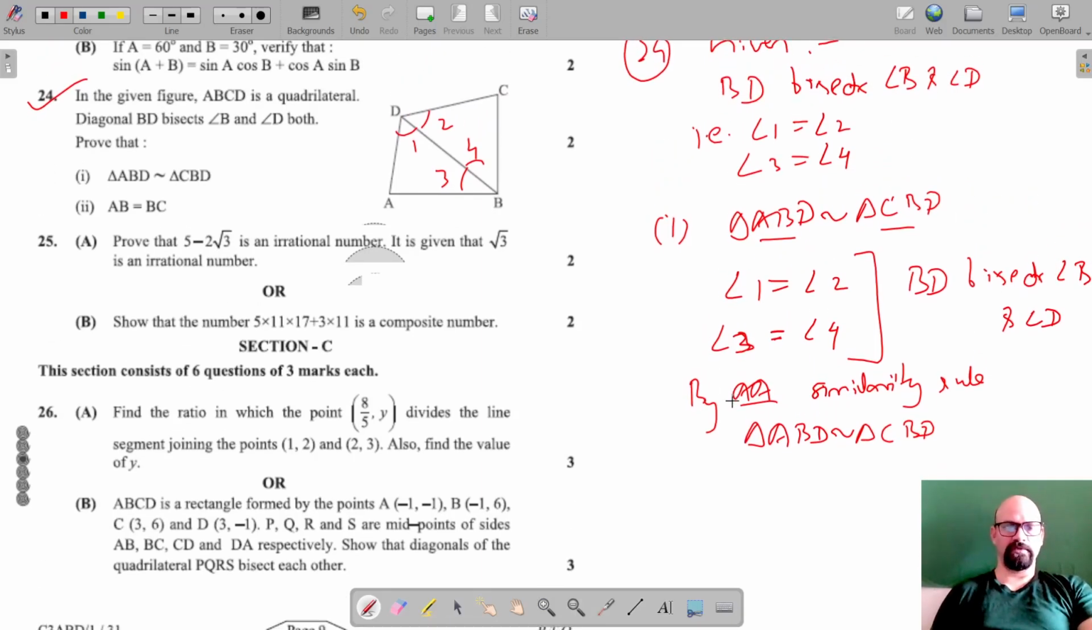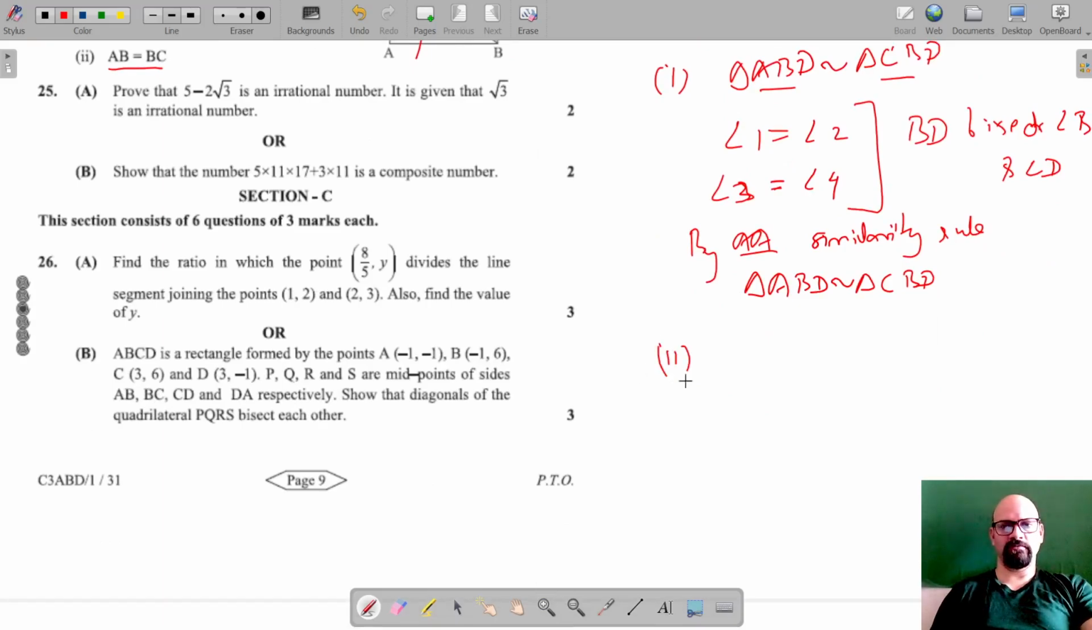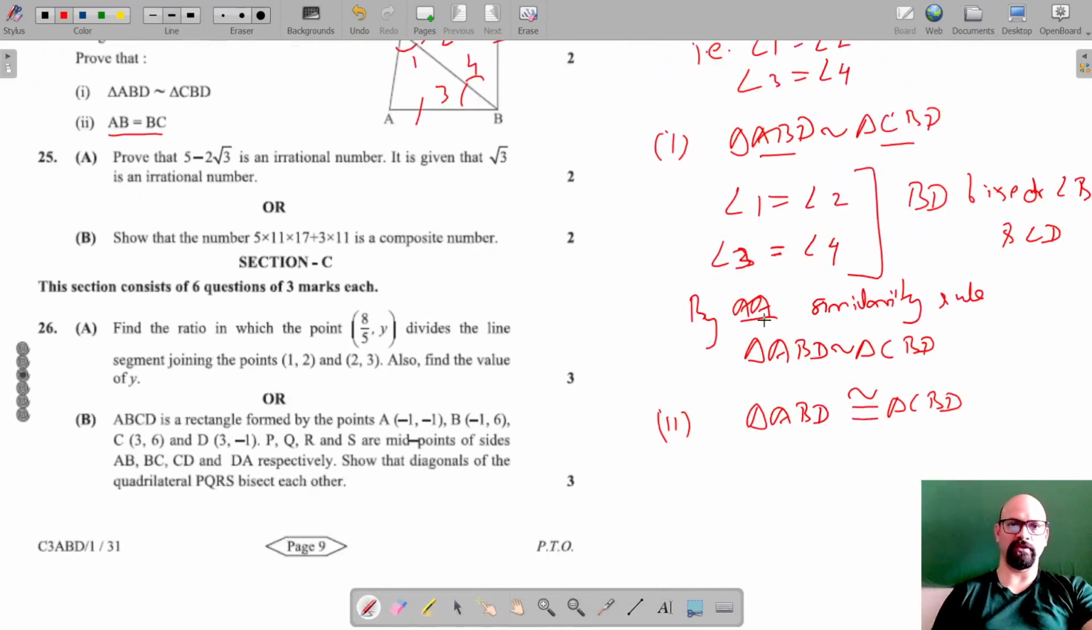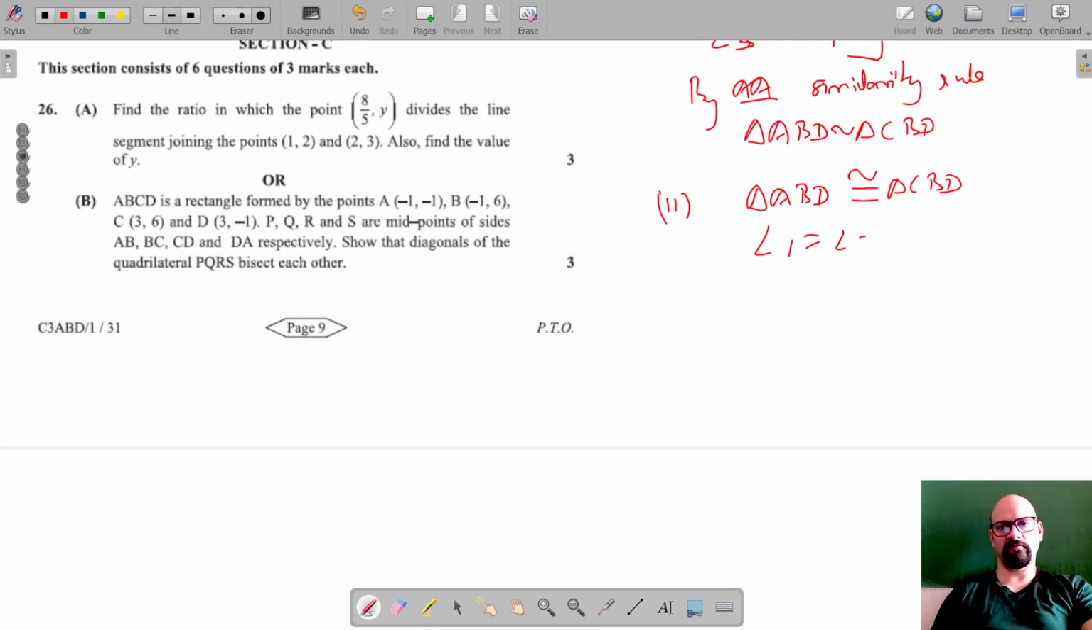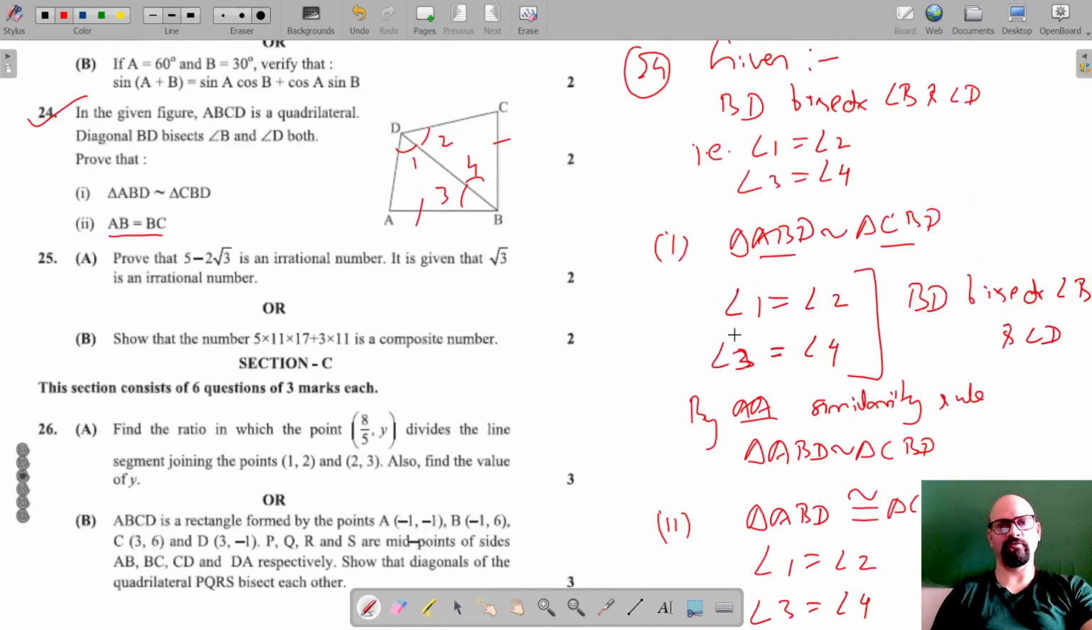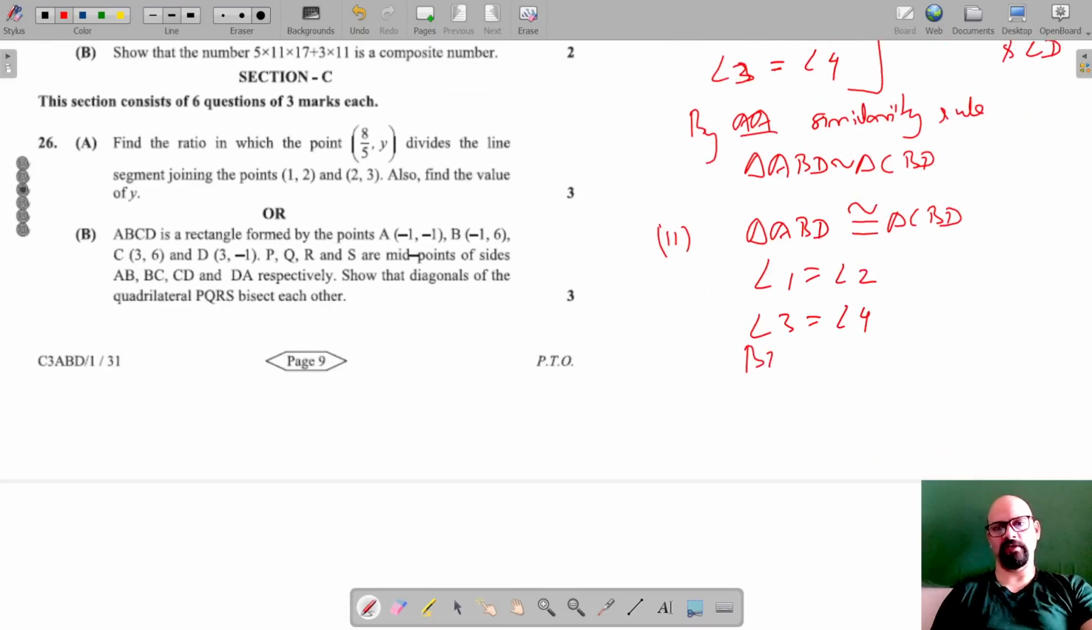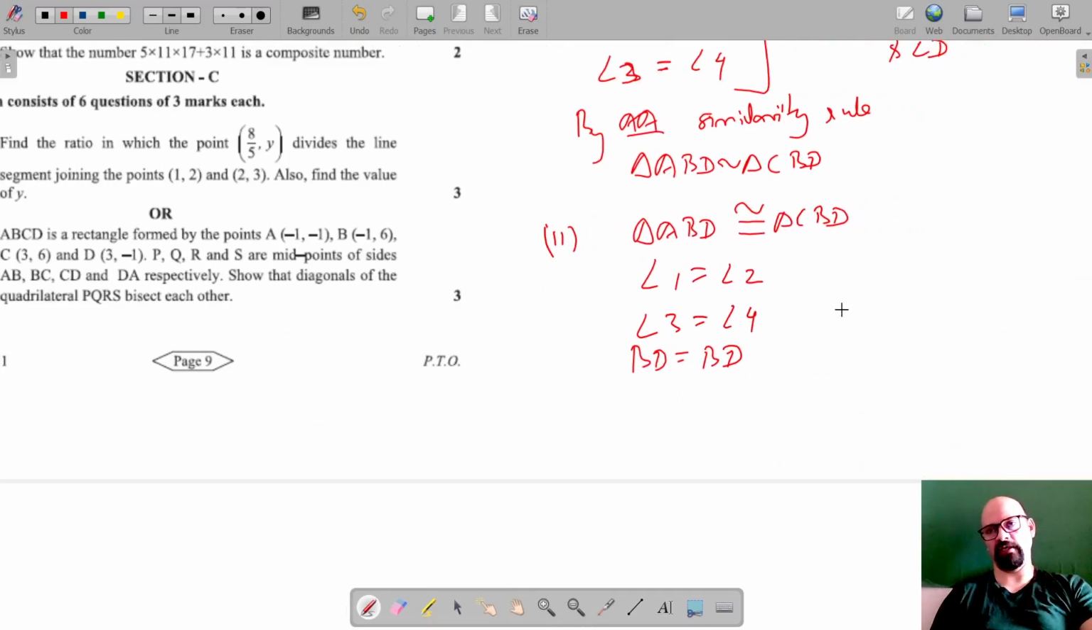And if these triangles are similar, now for the second part, we have to prove that AB is equal to BC. Now these triangles are similar, and also these triangles are congruent. The triangle ABD is also congruent to triangle CBD because these two corresponding angles are equal. Angle 1 is equal to angle 2, angle 3 is equal to angle 4, and BD is equal to BD. So they are congruent by ASA.